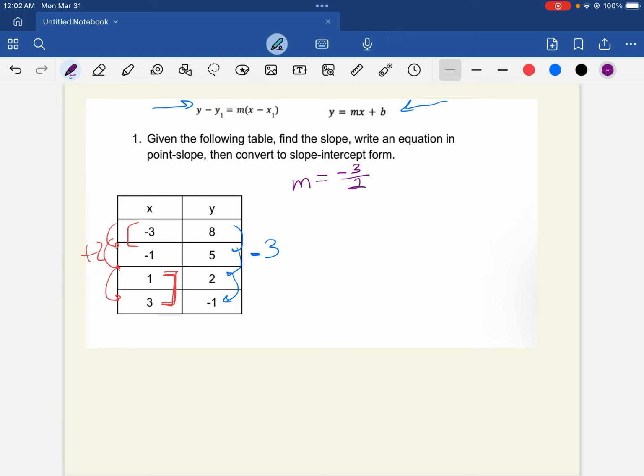All right, the next thing that I need to do is I need to find a point, right? It's point slope form, so I need to choose a point. It doesn't matter which one of these 4 rows in our table that we would use. I just need to choose one. I'm going to choose, let's go with this one. So I'm going to plug the slope and this point into that equation right there.